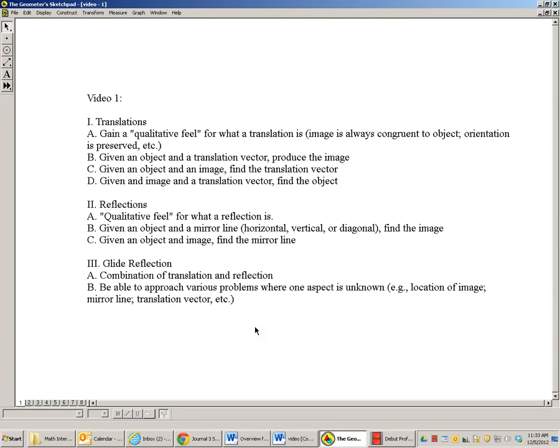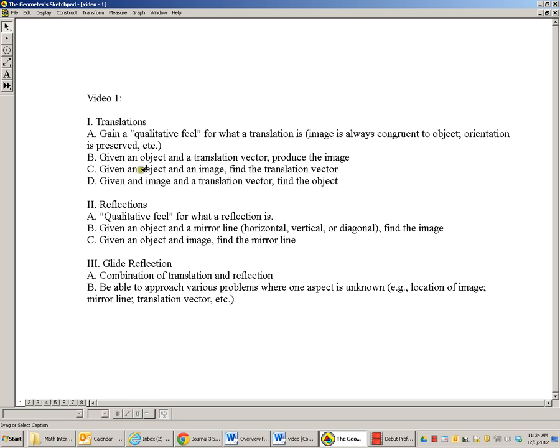Okay, this is the first video in the crash course in geometric transformations. For the folks that are going to be teaching in Jamaica, although anyone else who wants to use this can certainly use this. I'm going to quickly go over Roman numerals 1, 2, and 3 on the outline of content that I gave you here.